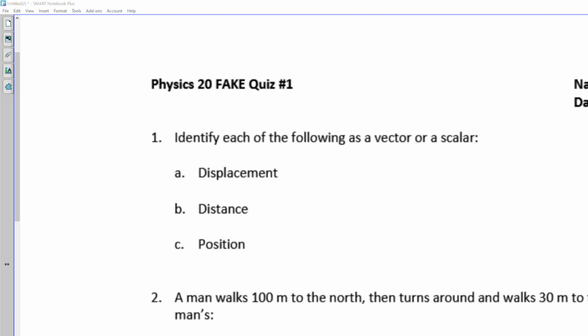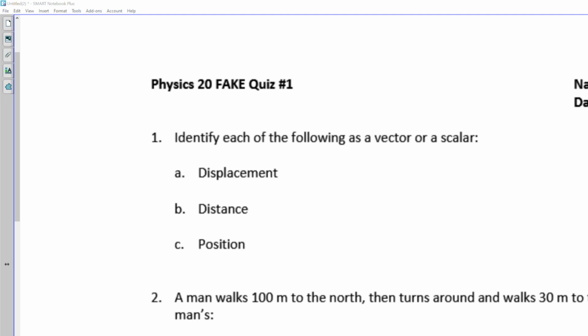Question number 1 says, identify each of the following as a vector or a scalar. Who remembers what the difference between a vector and a scalar is? One of them has magnitude, and one of them has magnitude and direction. Remember which one is which? A vector. Yeah, that's right. The scalar has just magnitude, and the vector has magnitude and direction.